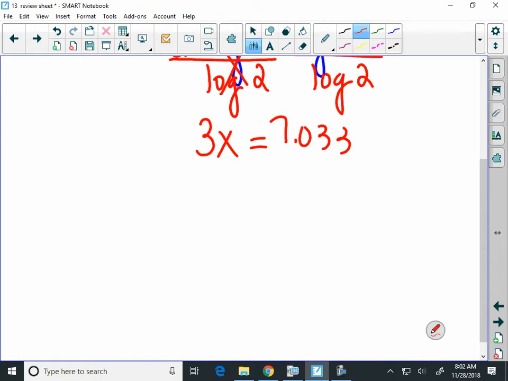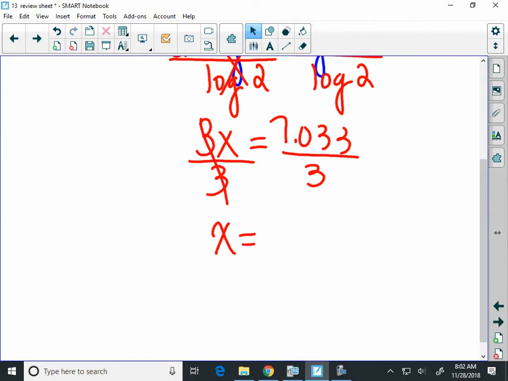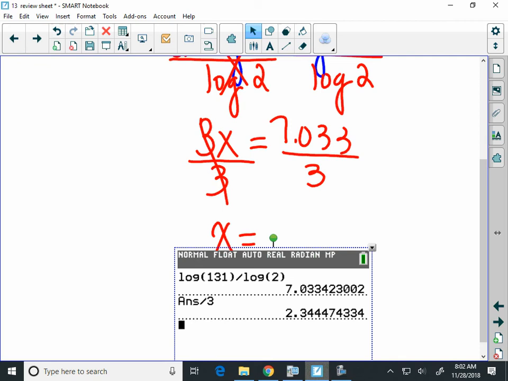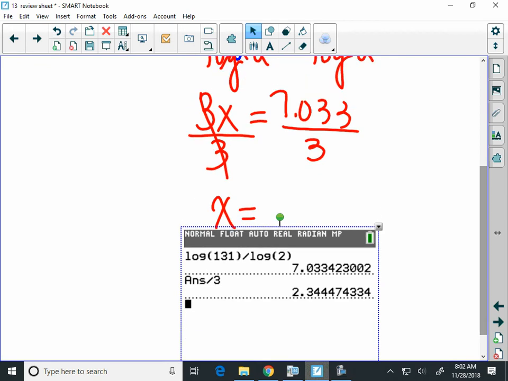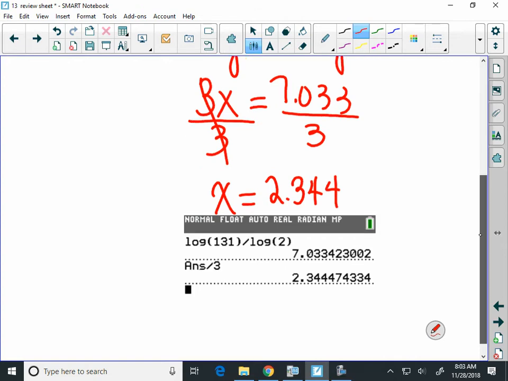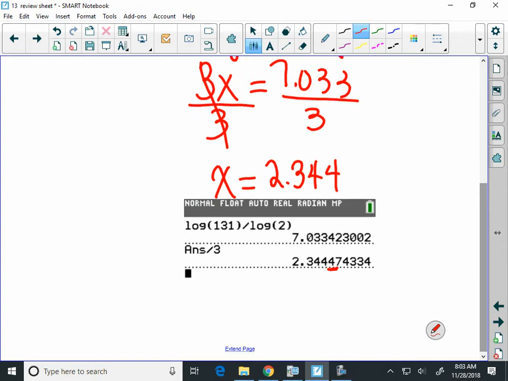To finish this problem, we're going to divide both sides by 3, but don't divide the number that I have up there on the board. Take the number that's in your calculator and divide it by 3. And now is really when we want to round this problem. What we end up with is 2.344 because the third 4 in here is less than 5. And that's going to determine what happens to that second 4. We're going to keep it as a 4 because the number was 5 or less.